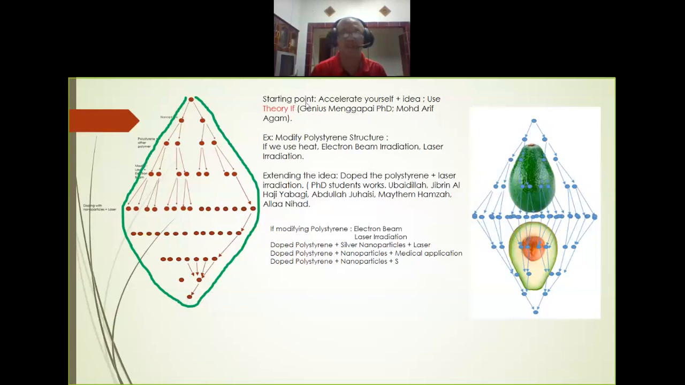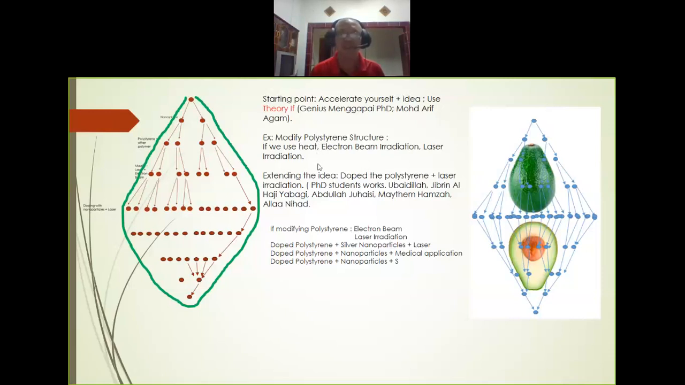So the starting point: you need to start getting the interest, getting the motivation, you get the idea. If these people use nanospheres, I will use some other material, maybe a material having a hexagonal structure. Okay, so that is the "if". So modified polystyrene structure is my PhD study. I know I can use heat, I can use electron beam, I can use laser, I can use chemicals, I can use maybe mechanical techniques.